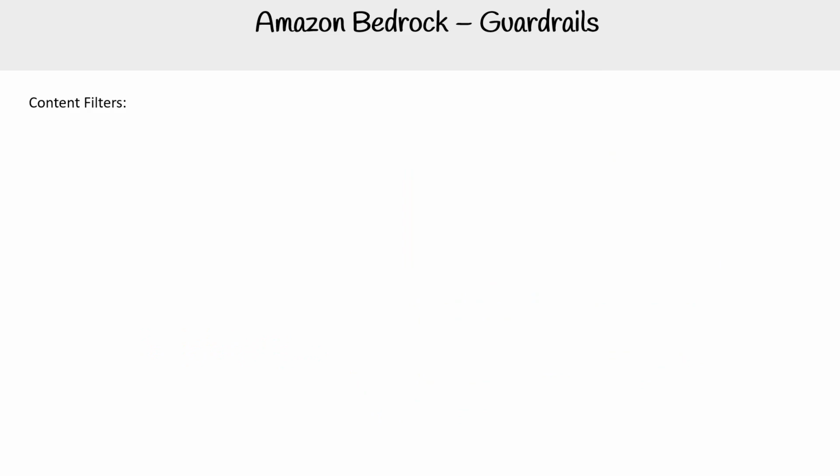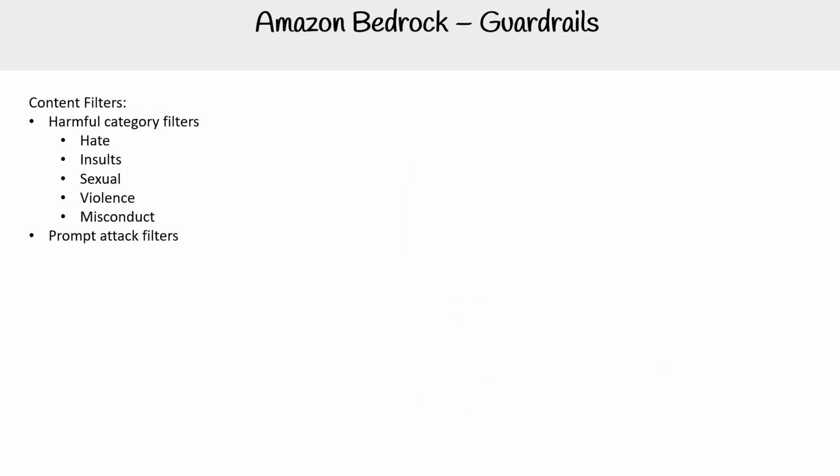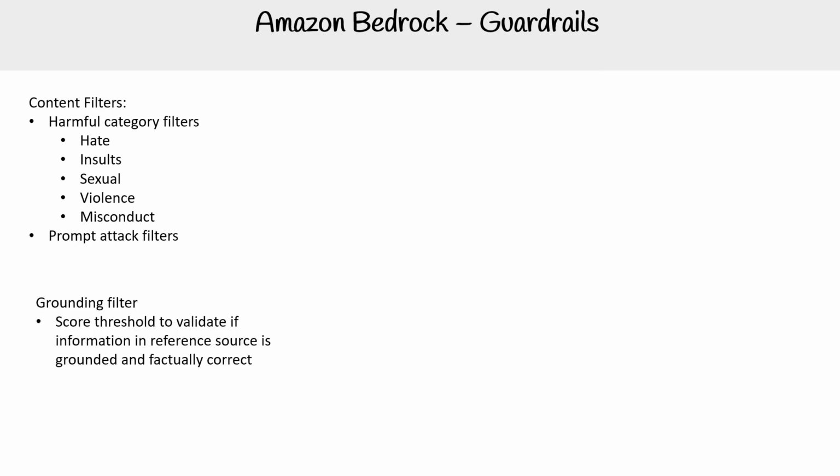Well, we have content filters. So this will be based on harmful category filters from 0 to 5 or something. You have prompt attack filters, which are for people trying to do injection or try to break into the logic of your LLM model to make it do things it shouldn't do. We have grounding filters. So this is a score threshold to validate if information in reference source is grounded and factually correct. So you'd have to provide a reference source when doing it. We have relevance filters, so validate if the model's responses are relevant to the user's queries.